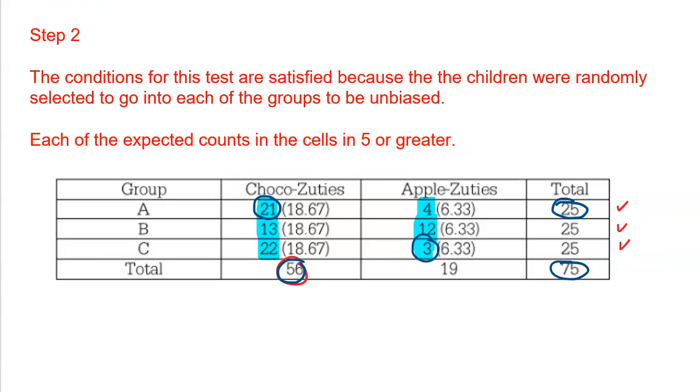So again, if the proportions are all the same, notice the proportion, not the number, have to be the same. That's where we notice again that 56 out of 75 is about 75%. That's what I have to see the same for Choco Zooties, and the 19 out of 75, 25%, that's what has to be the same for Apple Zooties.